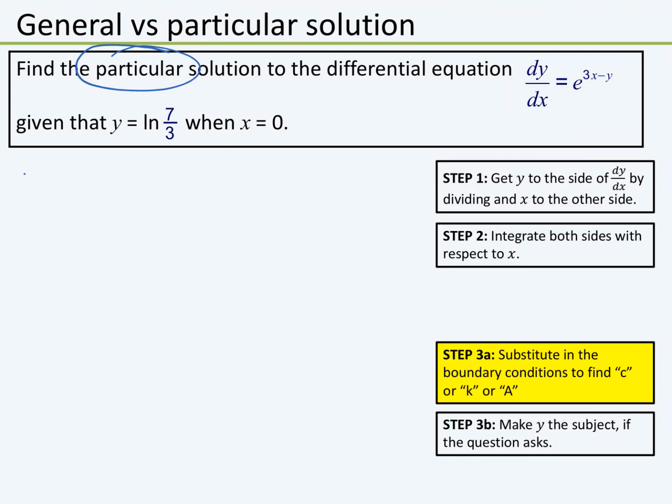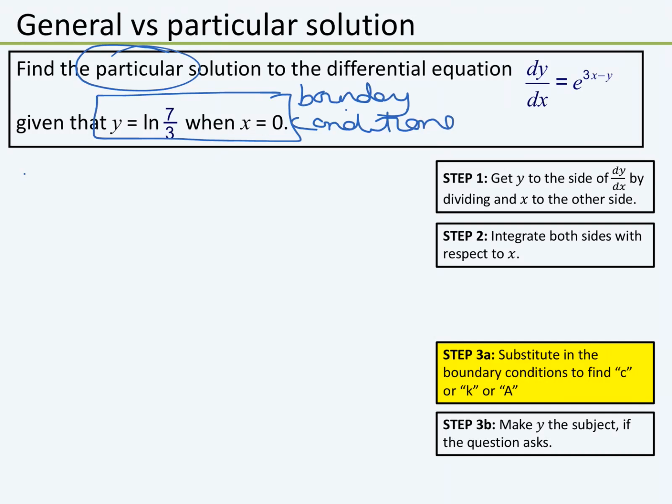Now, a particular solution comes into play when we are given a value for x and y, which we have called boundary conditions. Essentially, the difference between the general and the particular solution is that we want to sub in those boundary conditions in order to find a particular solution. In other words, to pinpoint exactly which curve the answer is.